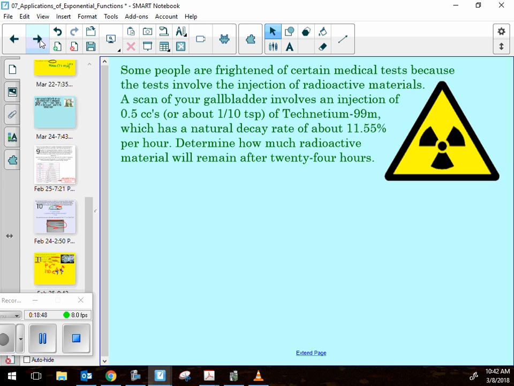Okay, so let's go to a scan of your gallbladder. Ooh. So it involves an injection. Oh man, my daughter would have been out on the floor by now, so I don't want anybody to pass out. I'm going to move on to a different problem.